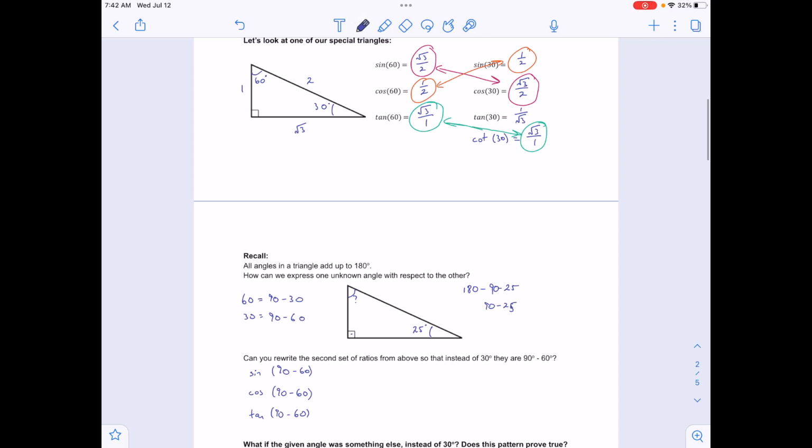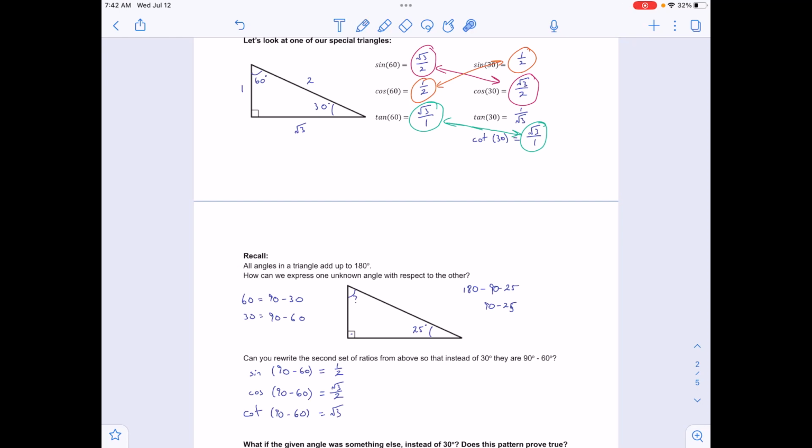What was sine of 30? It was 1 over 2. What was cosine of 30? It was root 3 over 2. And what was tan of 30? It was, or we'll do cotan. Cotan of 30 was root 3.